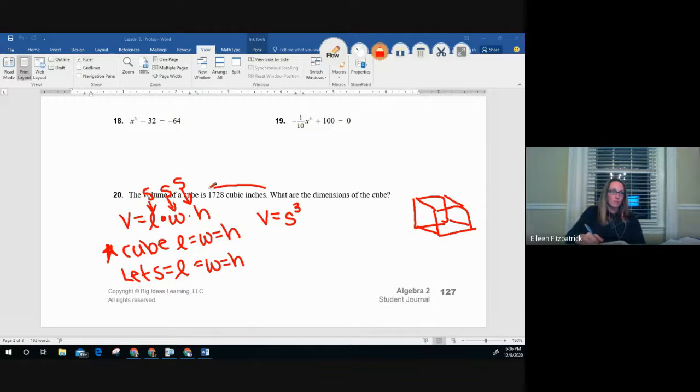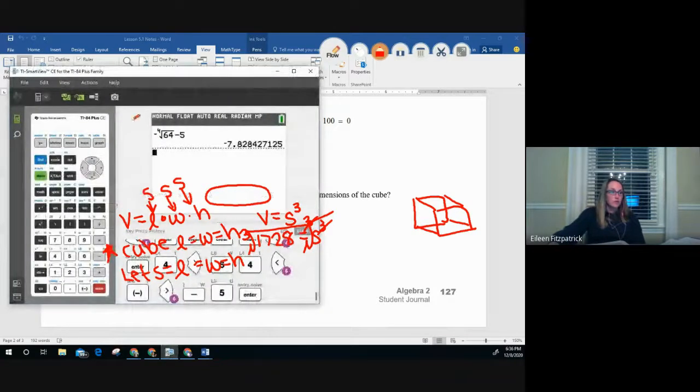Now the volume is given, that's 1728. So 1728 is equal to S cubed. So to solve for the length of each side, which is the dimension we're looking for, you just have to take the cube root of both sides. All right, now this is not a number I'd expect you to know the cube root of. So you could either use your factor tree or plug it into the graphing calculator.